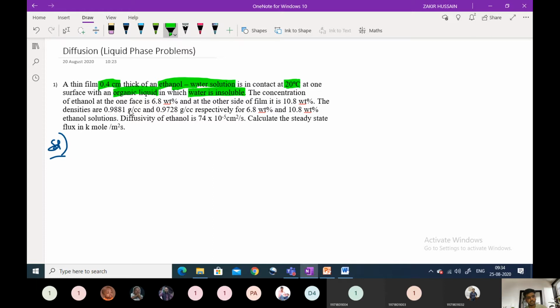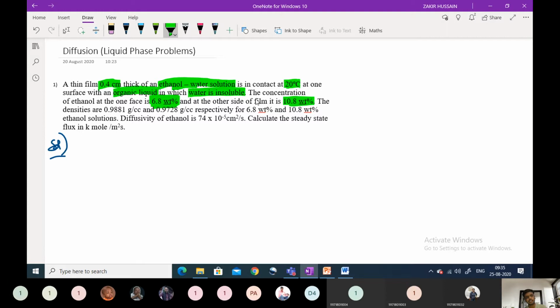Then the concentration of ethanol at one side of this solution is 6.8 weight percentage. Remember here it is weight percentage, not a volume percentage or mole percentage or a pressure percentage. So we have to convert in terms of moles because all our equations we have derived are based on moles. And at the other side of the film it is 10.8 weight percentage.